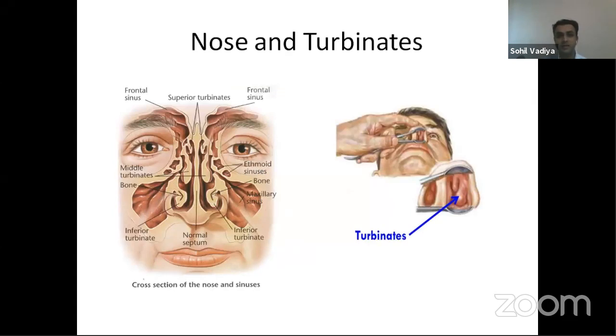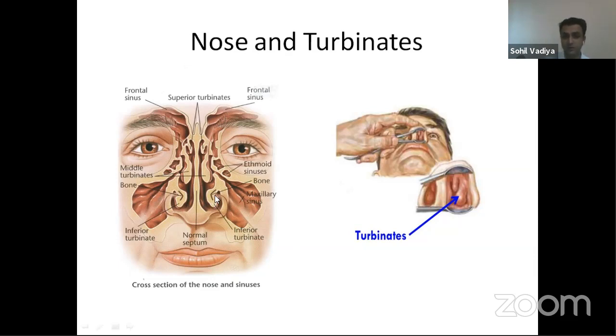Now we'll understand the turbinates. What are the turbinates of the nose? There are three turbinates: superior, middle, and inferior turbinates. Middle turbinate is a part of the ethmoid bone. Superior turbinate is a part of ethmoid bone. Inferior turbinate is an individual bone.